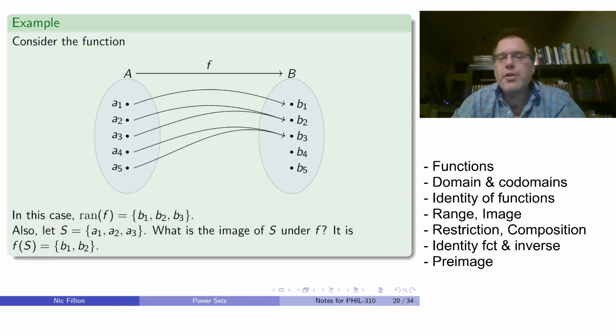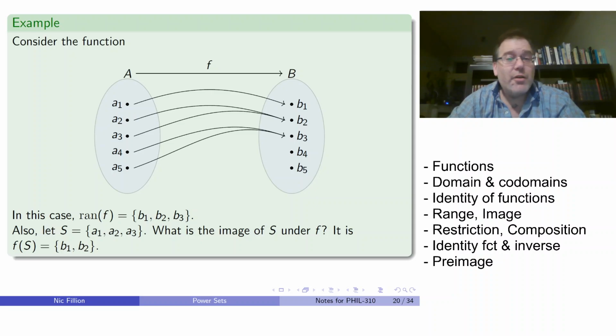Now here, just to understand this concept of the image of a set, let's look at not the entire domain, but just the subset S that contains the first, the second, and the third element. The first, A1, maps onto B1, A2 maps to B2, A3 maps to B2 as well. So the set of objects that elements of S map to is just the set that contains B1 and B2. So the image of S under f is the set B1, B2. Hopefully that's okay.